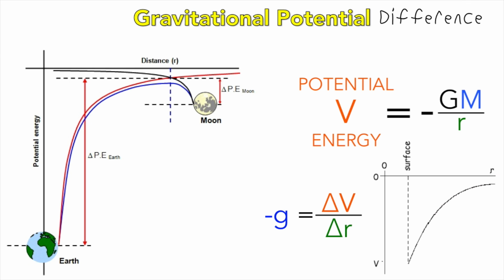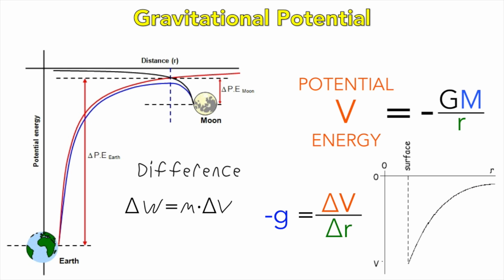The gravitational potential difference is the energy needed to move a unit mass, given by delta W equals m delta V, where W is the work done, m is the mass, and V is the gravitational potential. Given the gravitational potential, you can find the gravitational potential energy with delta EP equals m times delta V equals minus G big M little m over r.